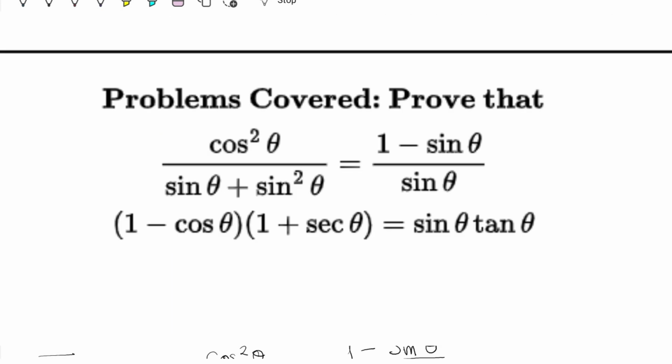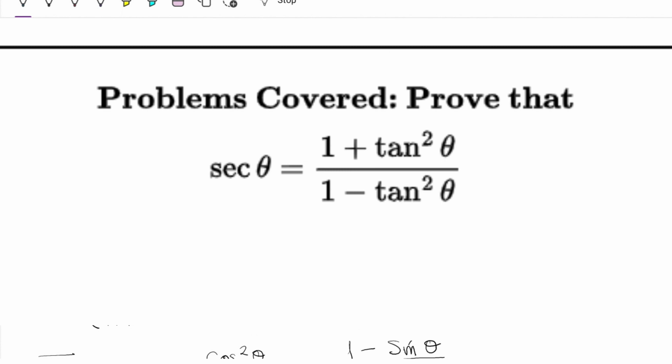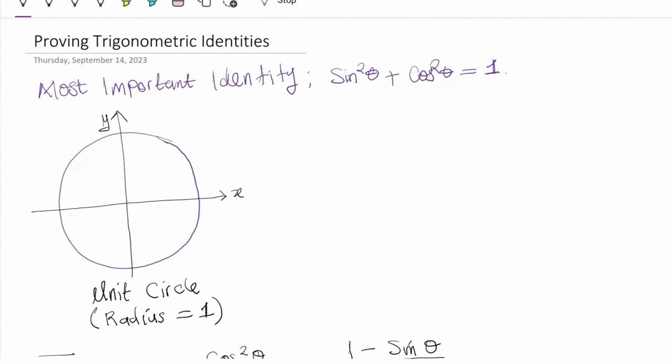Hello, in this video, we are going to prove trigonometric identities. Now, an identity is just an equation which is true for all real numbers. Let me give you a quick example.